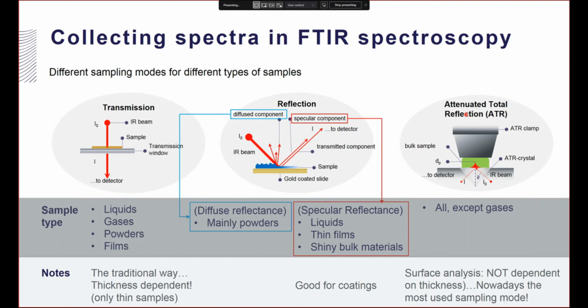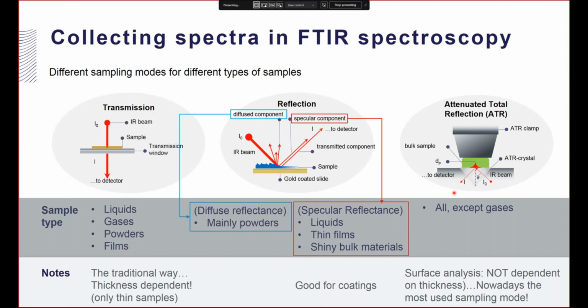The third way is called Attenuated Total Reflection, or ATR. In this case, our sample, the green area, is placed onto a specific material called ATR crystal, and it's squeezed by a clamp. The infrared beam from the instrument is sent through this special crystal, which is made typically of some high refractive index materials such as germanium or diamond or zinc selenide.